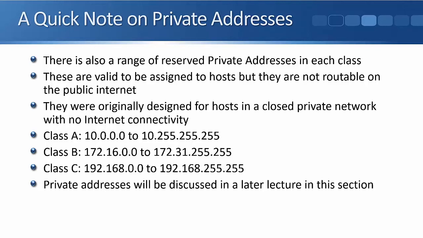The different ranges that are used for our private addresses: in Class A, it's 10.0.0.0 to 10.255.255.255 on the host addresses. The private host addresses in Class B, 172.16.0.0 to 172.16.31.255, and the Class C private range, 192.168.0.0 to 192.168.255.255. Again, when you're experienced with working in networking, these are things that you're going to know off the top of your head. Private addresses, there's quite a bit more we need to talk about with those. That's going to be covered in a later lecture in this section.